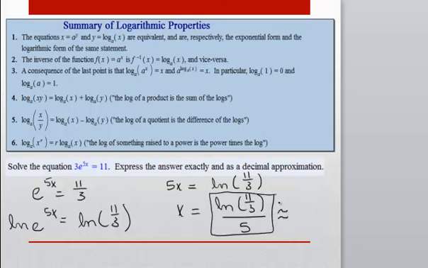If we wanted to approximate that, we just put it in the calculator. Natural log of 11/3 divided by 5. And we get approximately 0.26. We'll just leave it like that.